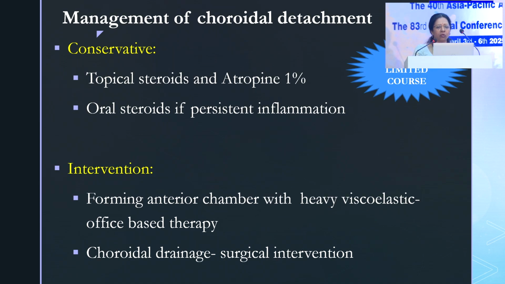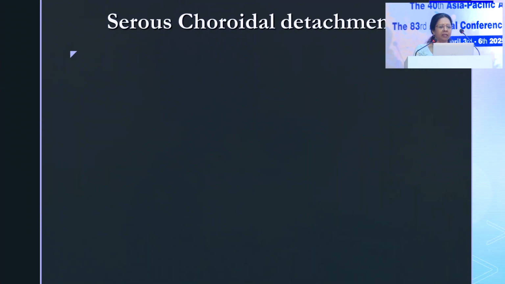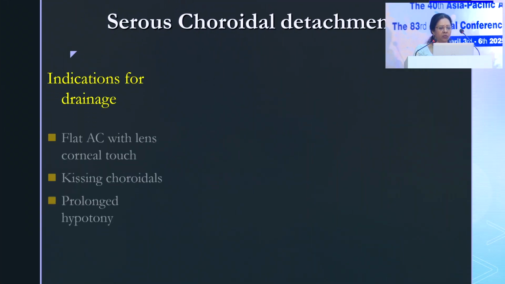How do you manage choroidal detachment? Most of the time it's self-limited, so you can just continue the topical steroids and atropine ointment, and oral steroids if there is persistent inflammation. But if the chamber is not forming at all, you can use even a heavy viscoelastic as an office-based procedure or in the operation theatre and keep the chamber formed, and then the choroidal detachment would settle down. But then you might have to consider the surgical intervention of choroidal drainage. What are the indications for choroidal drainage?